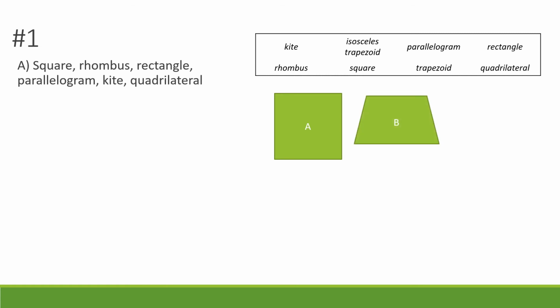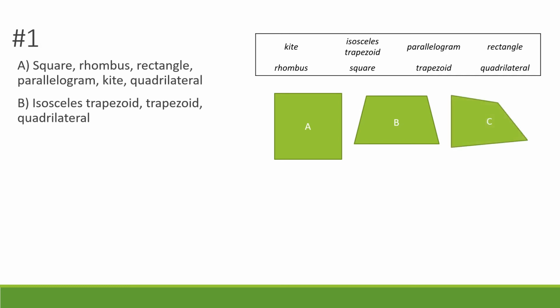Let's look at figure B. Well, figure B has 1 pair of parallel sides. So this is a trapezoid and a quadrilateral. You can also observe from the picture that 2 non-parallel sides are congruent. So this also turns out to be an isosceles trapezoid.